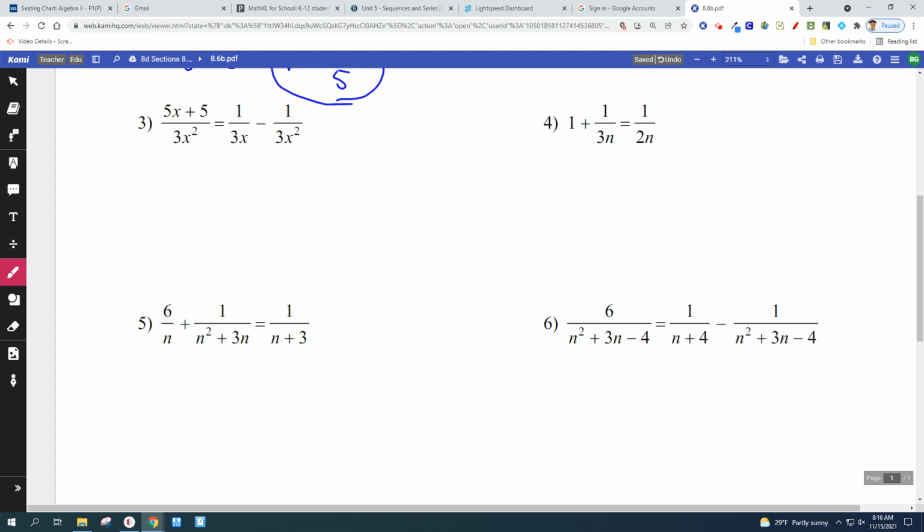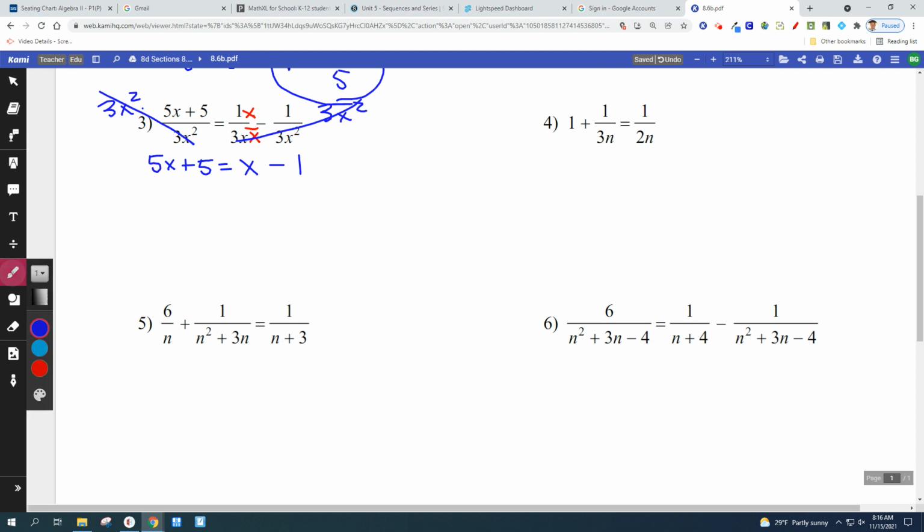So then number 3 looks pretty much the same thing. Can anybody tell me what I'm going to do? Very good. This middle needs an x over here, so we're going to multiply by x over x because that equals 1, and we're not changing the value. I know people skip this step, but there's a reason why the denominator cancels out. I'm multiplying both sides by 3x squared to cancel that out. And I'm left with whatever the numerator is. 5x plus 5 equals 1 times x, which is just x minus 1.